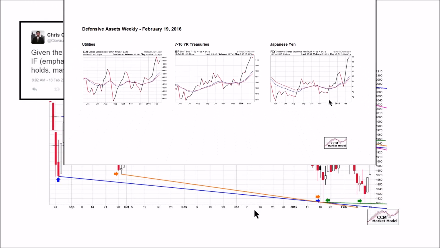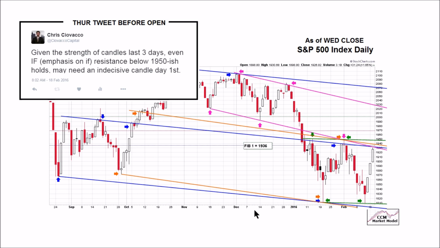ETF charts. It's a daily chart of the S&P 500 as of the close on Wednesday, February 17th. This is a week ago today. This is Friday's big rally. Holiday shortened week. First day of the week was Tuesday. This is Wednesday. Before the market opened on Thursday, the tweet said, given the strength of the candles the last 3 days, 1, 2, 3, even if resistance below 1950-ish holds, here's 1950, this is the resistance, we may need an indecisive candle day first.